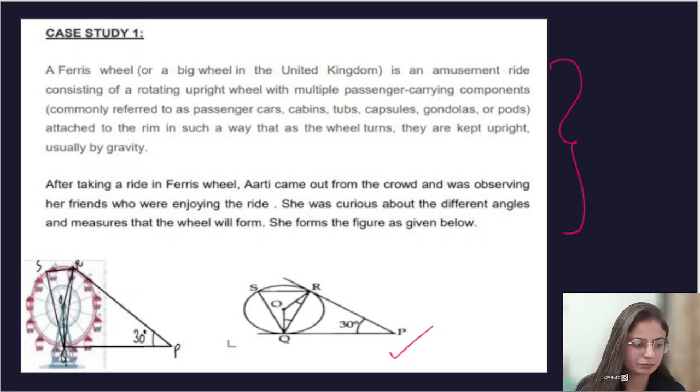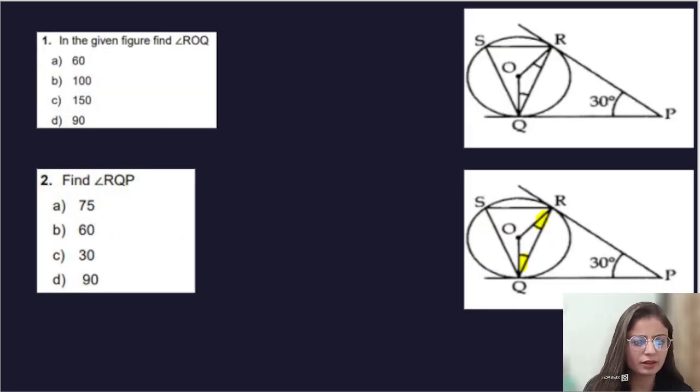Okay, now the first question says in the given figure find angle ROQ. Okay, we have this figure. ठीक है, so we are supposed to find this angle ROQ. Now observe that ROQP is a quadrilateral, right? This figure is a quadrilateral ROQP. So sum of its angles would be 360, right? So if I add all the angles, angle R plus angle O plus angle Q plus angle P equals 360, right?